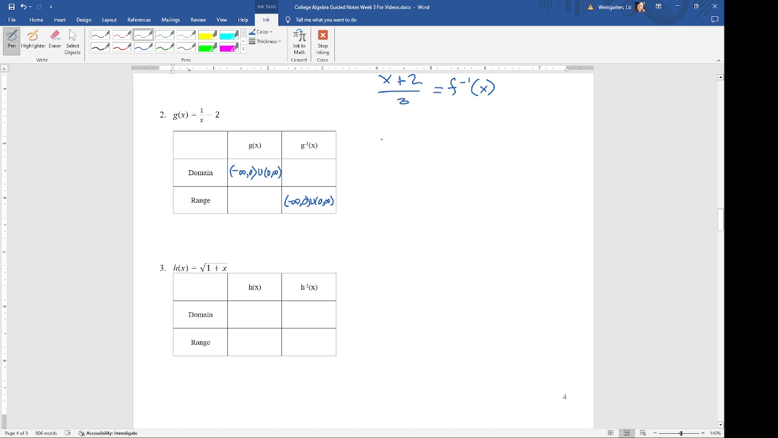Now let's calculate our inverse function. We'll rewrite our function in terms of y. Then we'll exchange our x's and our y's. And now we'll solve for y. Add 2 to both sides. And take the reciprocal of both sides.